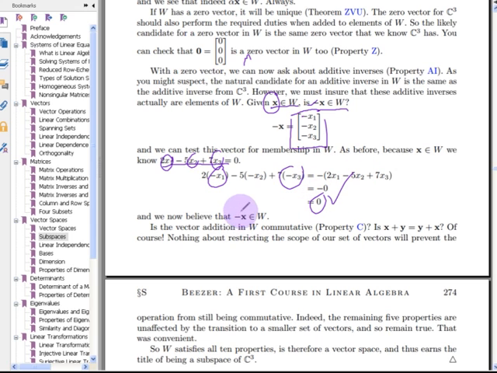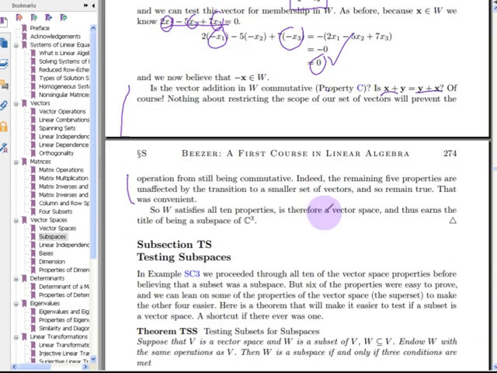All right. So those were the important properties, and then here he mentions that the other properties are true by inheritance. For instance, the commutative property is true because it's true for the larger set V. We don't need to check it again for W.